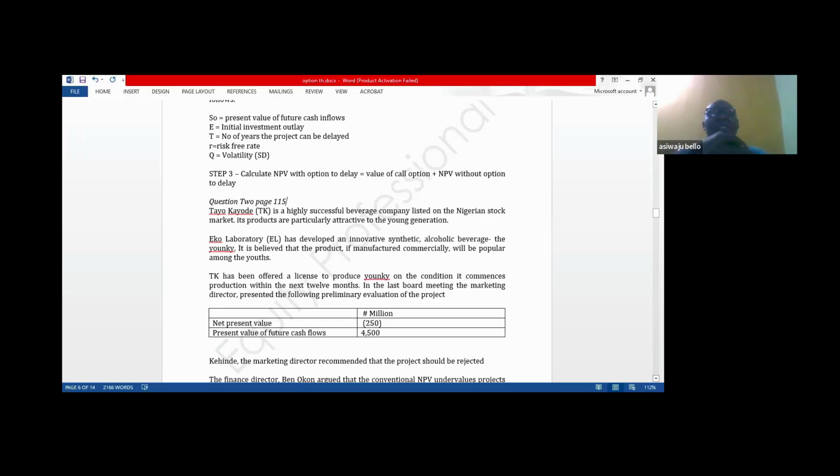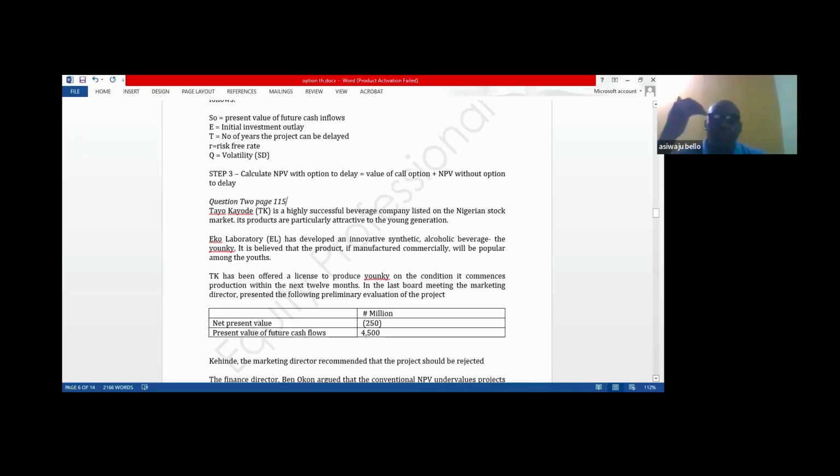A collaboratory has developed an innovative synthetic alcoholic beverage, the Yonki. It is believed that the products, if manufactured commercially, will be popular among the youths.